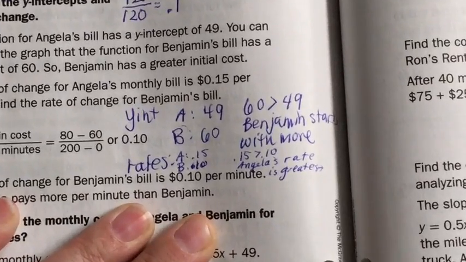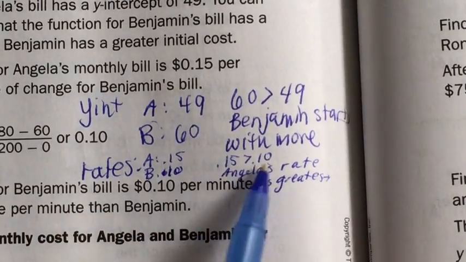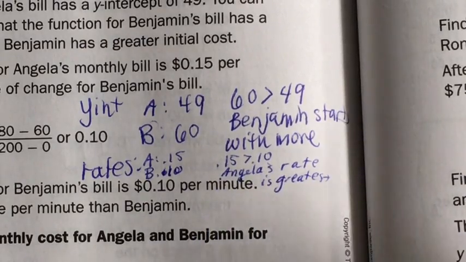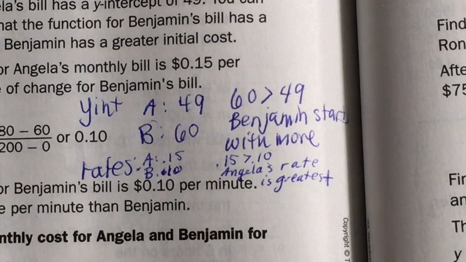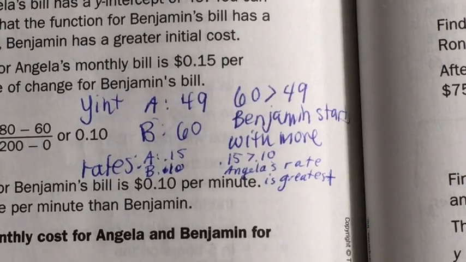Let me zoom in on that. So since 0.15 is greater than 0.10, Angela's rate is greatest. Then it asks, what will be the monthly cost for Angela and Benjamin for 200 minutes?